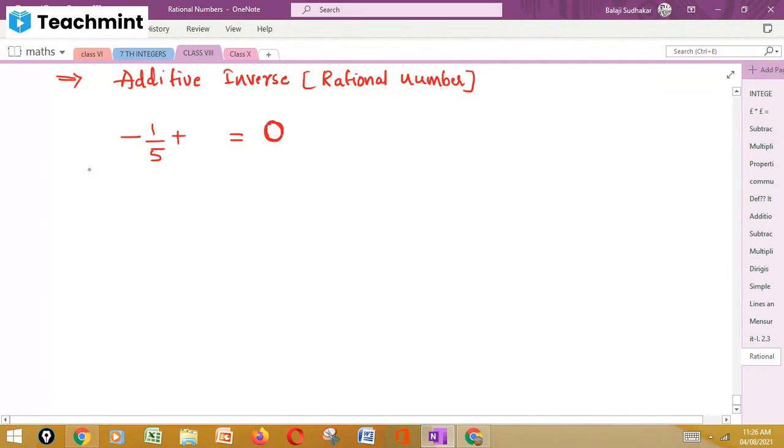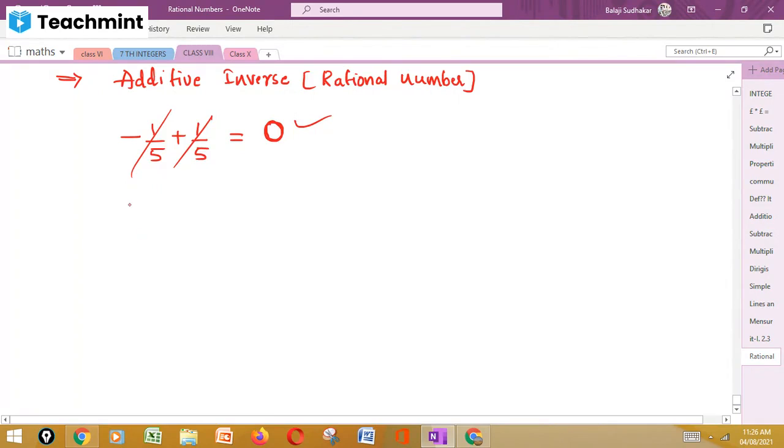Minus 1 by 5 plus 1 by 5, the two get cancelled. Yes, the answer is right. So the additive inverse of minus 1 by 5 is plus 1 by 5. Very good.